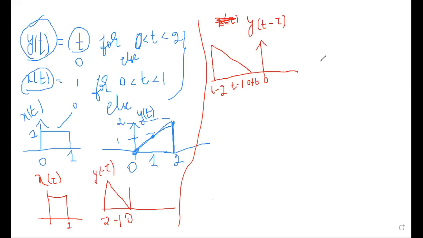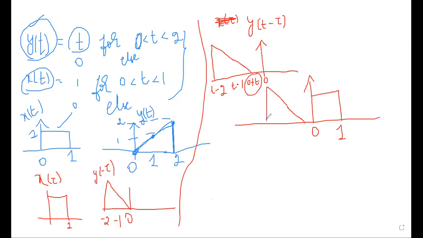Okay. So now the first step I told you: you need to place both y of t minus tau and x of tau together. I'm going to place both the diagrams together. I know x of tau is starting from the origin, but y of t minus tau is having 0 plus t, so definitely it will not start at the origin. So it will be like this.